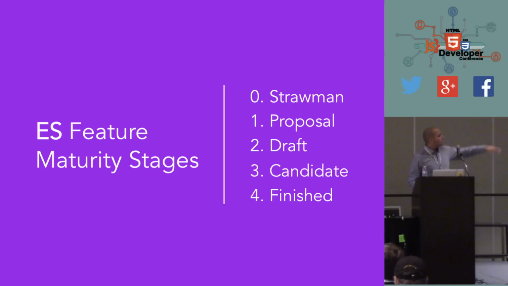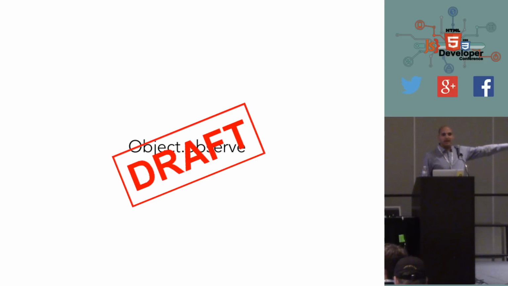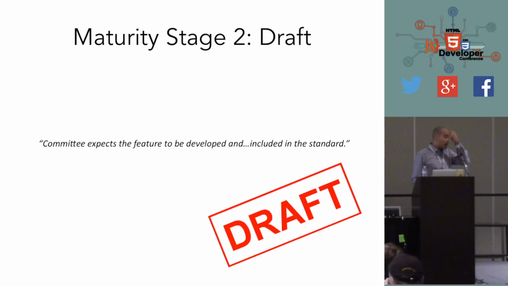So as you can see, Object.observe is still in the draft stage, and we're probably going to be iterating on it for a while. There may be some decisions and changes made, so to some degree, use at your own risk. But we still want to encourage your use, because the draft stage really means the committee expects the feature to be developed and included in the standard. We'll talk a little bit more about the other feature maturity stages as we move through.